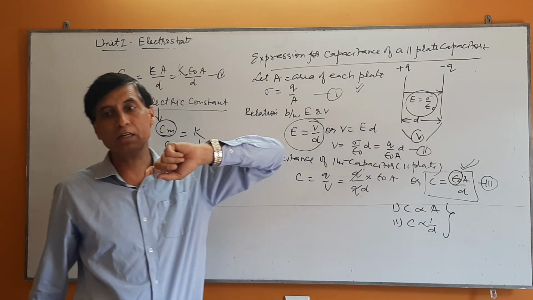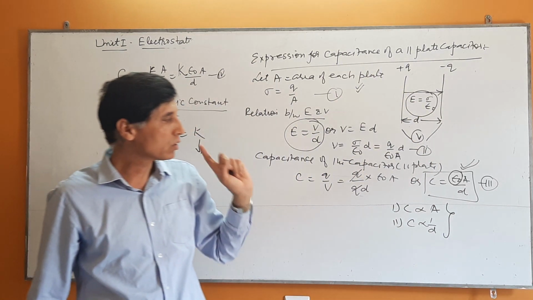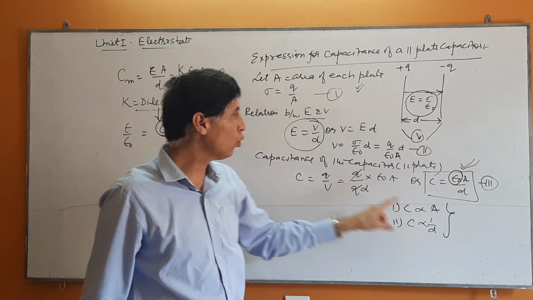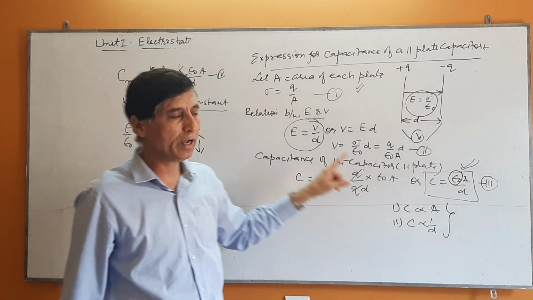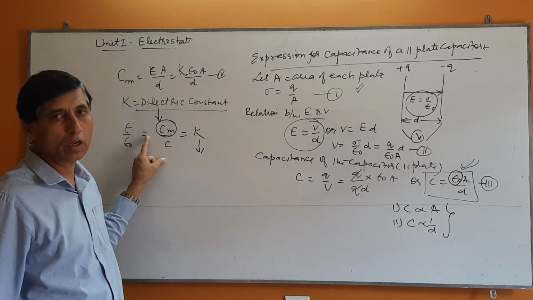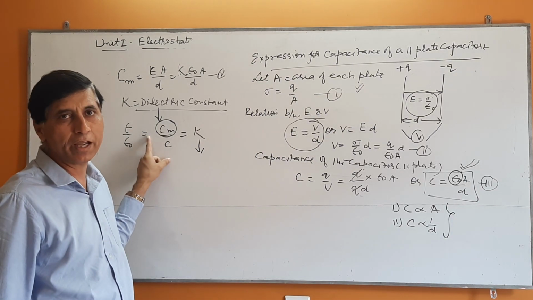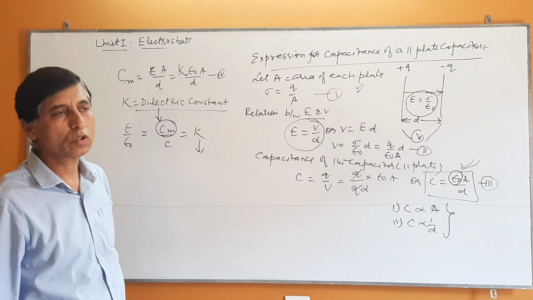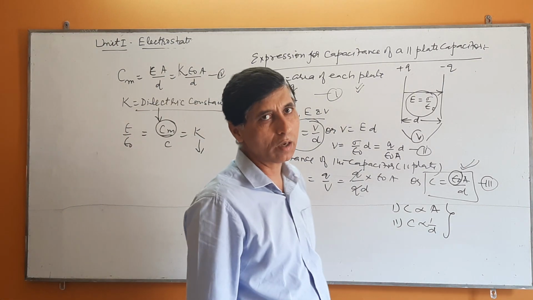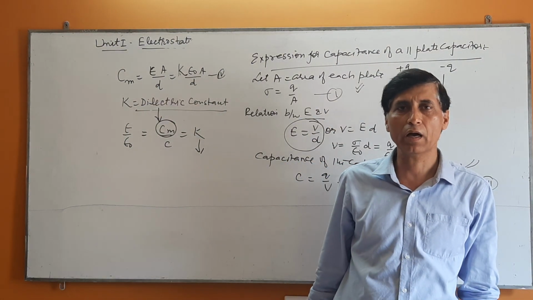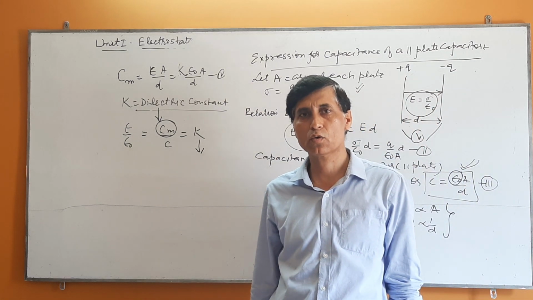And finally we have just discussed on what factors the capacitance of the capacitor depends. So finally 1, 2, and 3: first on area, second on separation between the plates, and third one is the medium between the plates, it also depends. So this is the capacity of the capacitor, all about the capacity of the capacitor. I think it is understood by everyone.